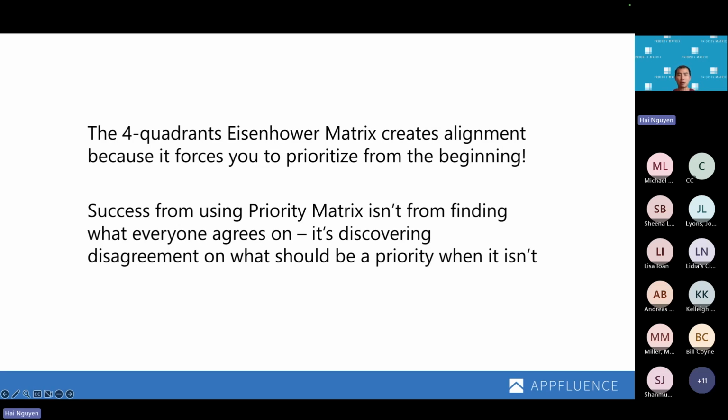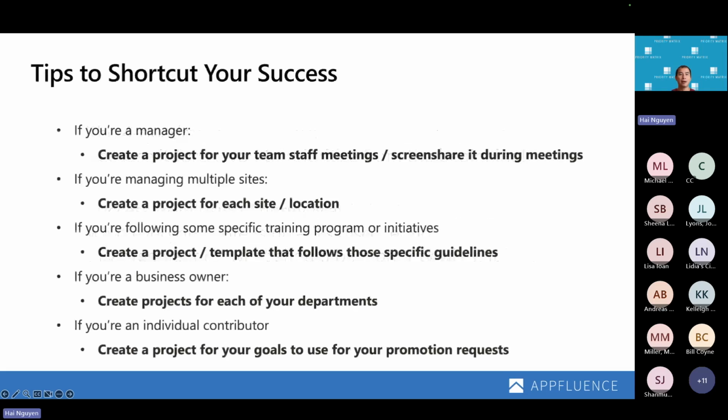And what's interesting is that success from using Priority Matrix isn't always about finding what everyone agrees on. It's about discovering disagreements on what should be a priority when it isn't. So, a couple of tips to shortcut your success.